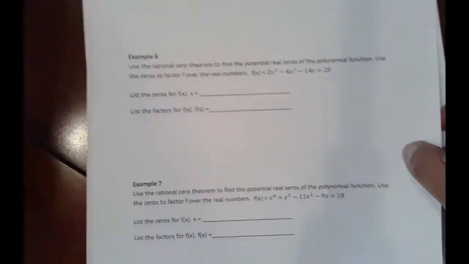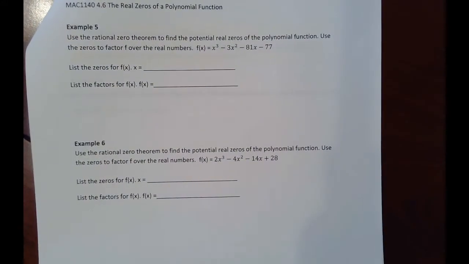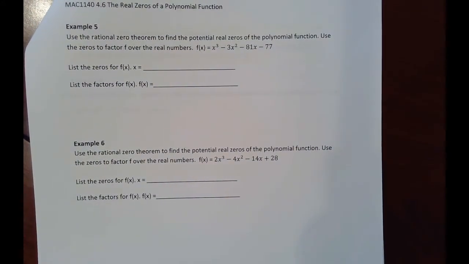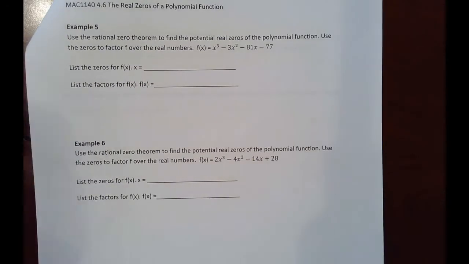Okay, so now let's see, we are on example 5. And in example 5, it says use the rational zero theorem to find the potential real zeros of the polynomial function. Use the zeros that you do find to factor the function over the real numbers.